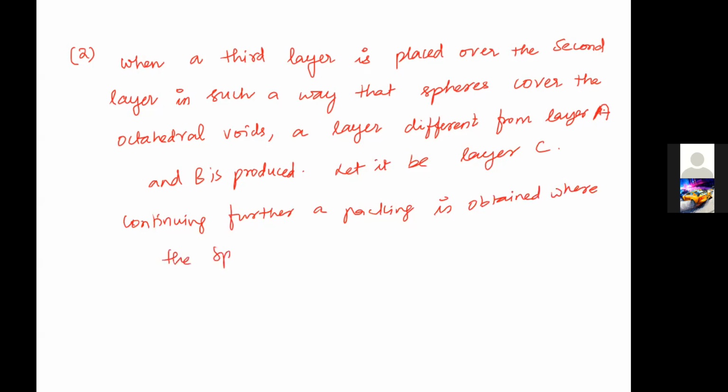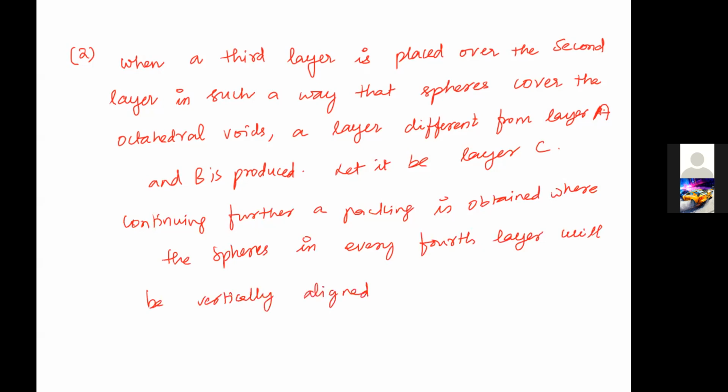the spheres in every fourth layer will be vertically aligned to the spheres in the first layer. That means what? Again, the first layer is now repeating after the third layer. Before, it was the third layer itself repeating like the first layer, but this is different.